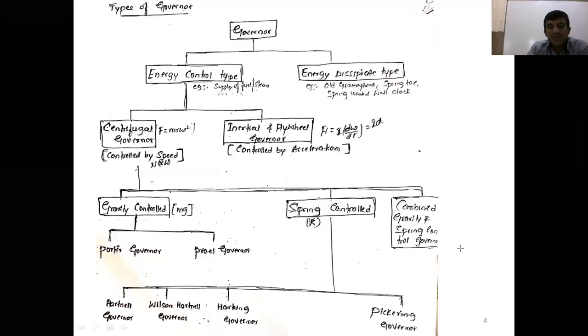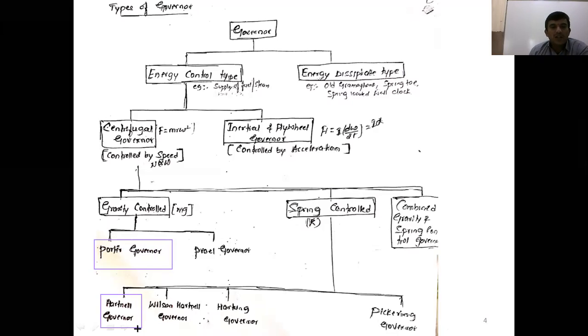The second one is the spring controlled type. In the spring controlled type, several types are there, again depending upon the scientist who invented them. One is the Hartnell governor. The Wilson-Hartnell governor is a modification of Hartnell only. So there are the Hartnell governor and the Pickering governor. Again, for your syllabus, only the Porter governor and the Hartnell governor are there. Only these two types of governor.